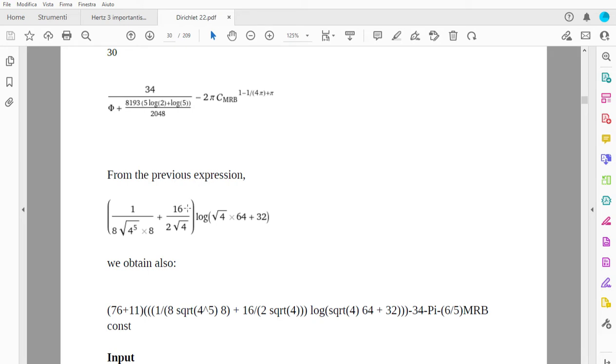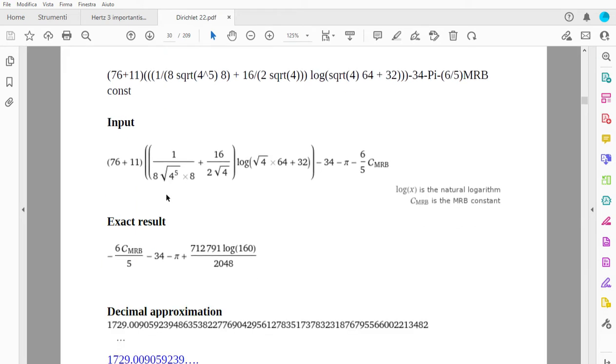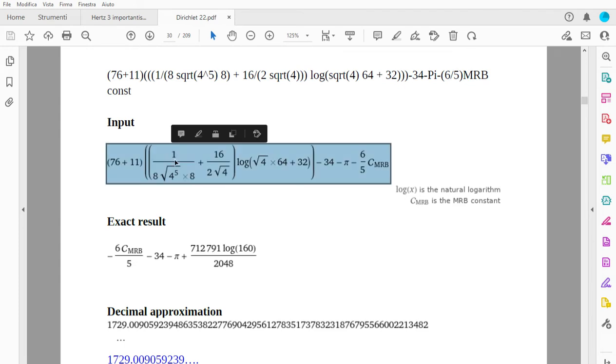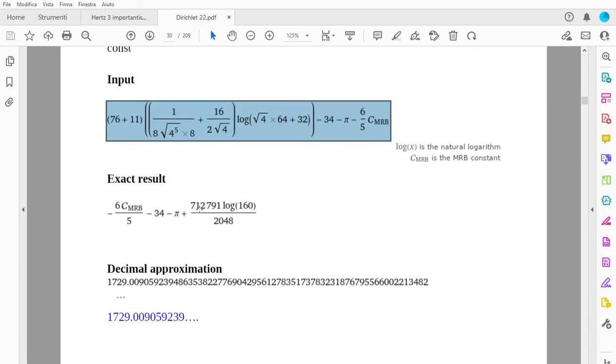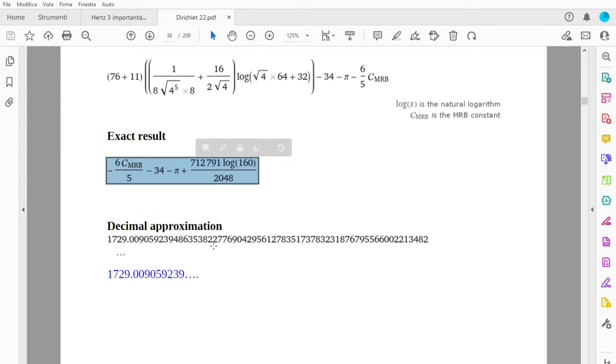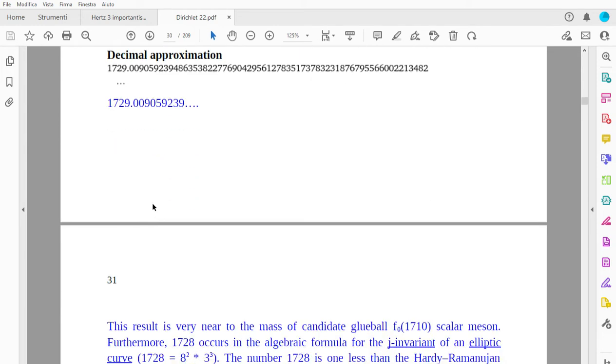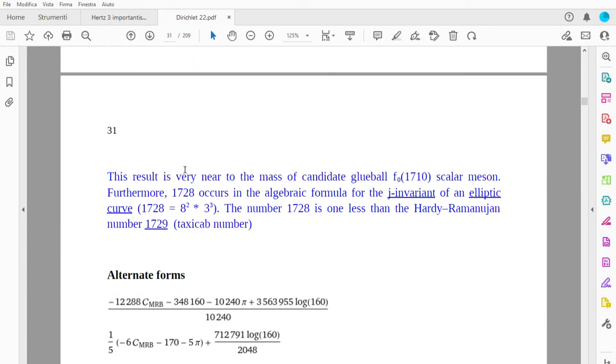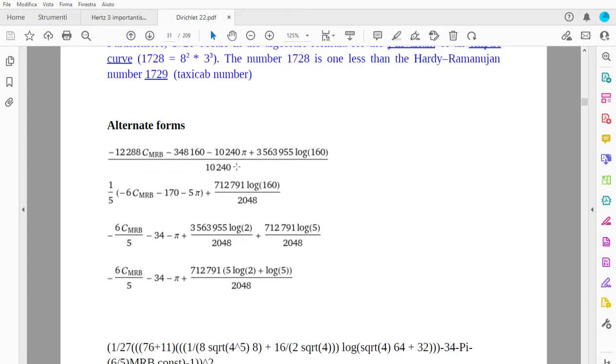Furthermore, from the previous expression, we obtain also this other exact result, that is very near to the mass of the candidate glueball, that is a scalar meson, the mass of a scalar meson. Also here the study of the function, alternate form.